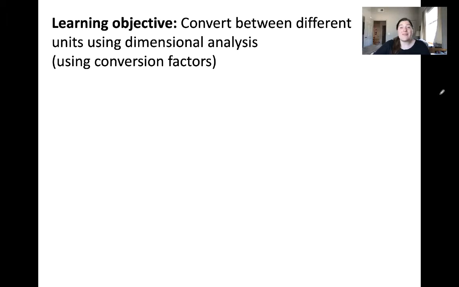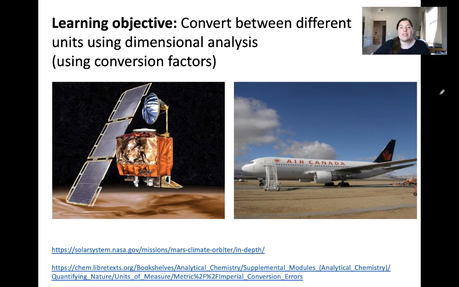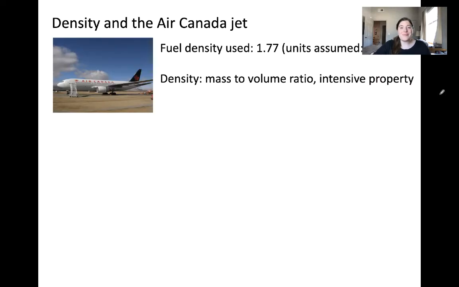before continuing. What do this Mars Climate Orbiter and this Air Canada jet have in common? They both suffered from poor unit conversion between English and metric units. In the Air Canada jet, this caused it to run out of fuel, whereas in the Mars Climate Orbiter, it caused it to navigate incorrectly. Both of these are really important examples of why unit conversion is so important and why we need to learn to master this skill in general chemistry.